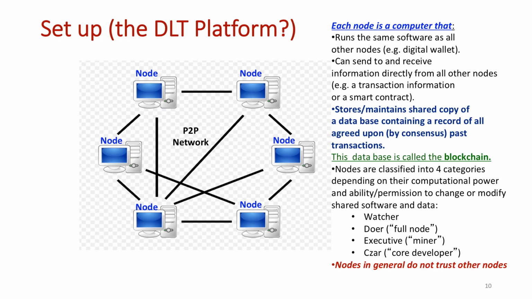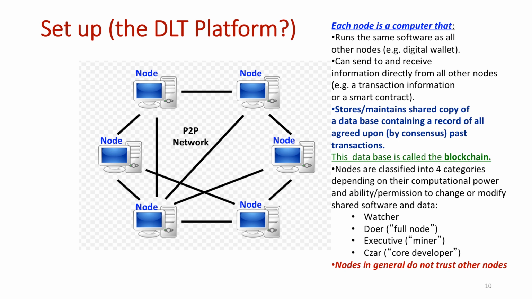And each node stores and maintains a shared copy of the database containing a record of all agreed-upon transactions, applications, all of that. That is the blockchain. So everybody shares the same blockchain. Now, nodes are classified in four categories. There are nodes called watchers, there are doers, full node executives, so-called, and there are core developers. I will explain a little bit later what that means, but that's basically the classification.